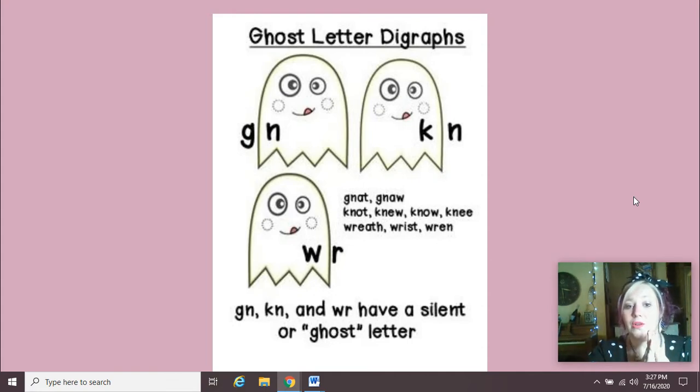And so these are our ghost digraphs. They all have one letter that the ghost swallows and makes silent. So you may hear me call them silent letters or ghost digraphs. Just remember, because we do see a couple of the silent letters as ending blends, you will need to know the difference between the two.